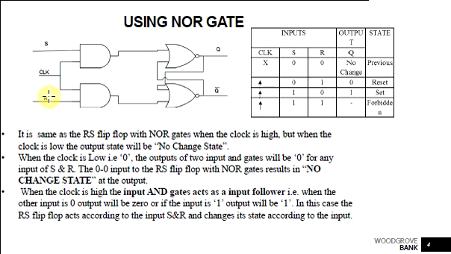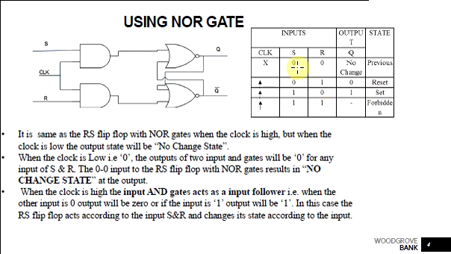That means the data are not transferred. Whatever we give to the S or R terminal is not transferred to the NOR gate, so Q and Q bar remain the same. That is a no change condition. If there is no clock pulse, whatever the inputs S and R are, it corresponds to no change.